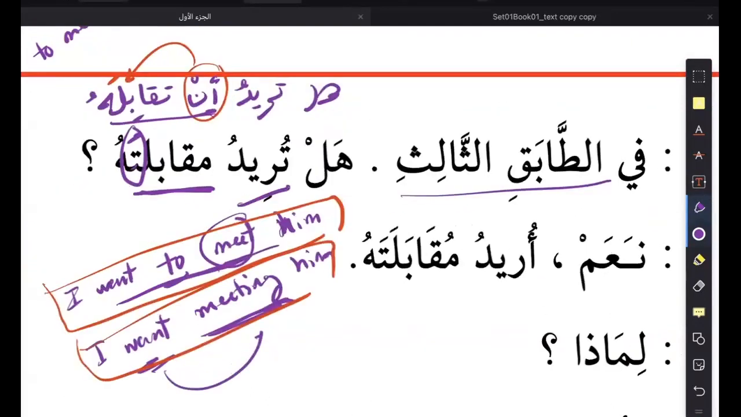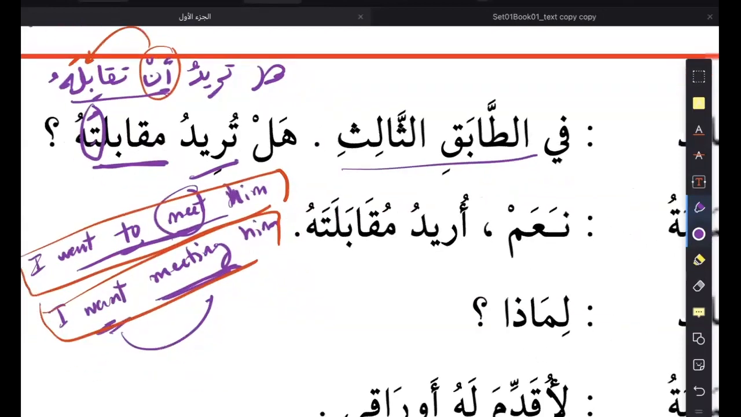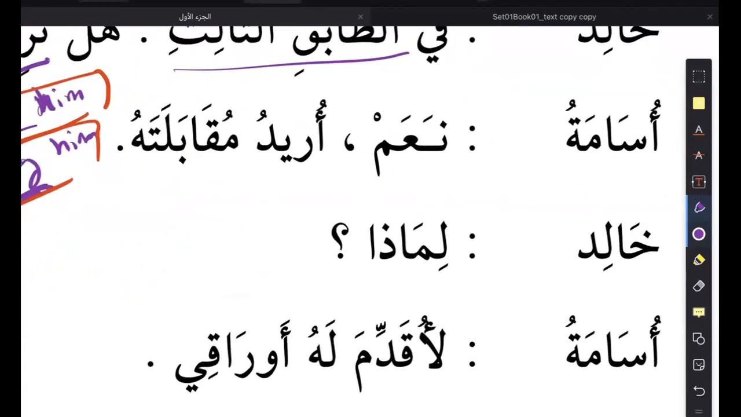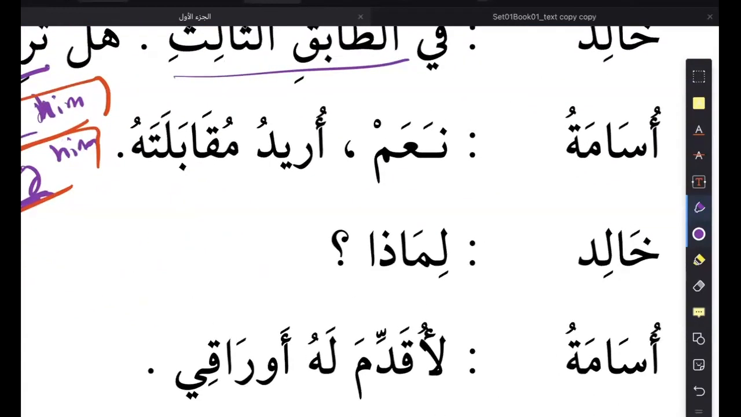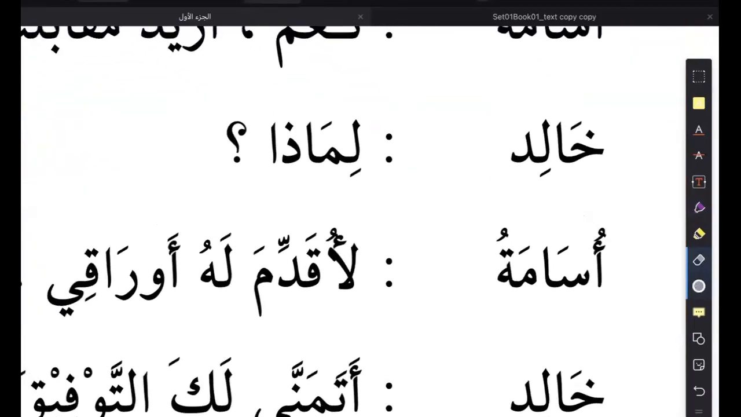So we have hal turidu muqabalatahu. Do you want meeting him? He's not saying, do you want to meet him? He's saying, do you want meeting him? And the answer, because we have hal, he's using na'am uridu muqabalatahu. You see, he added the fatha here. Yes, I want meeting him. Limada. Limada is like why.